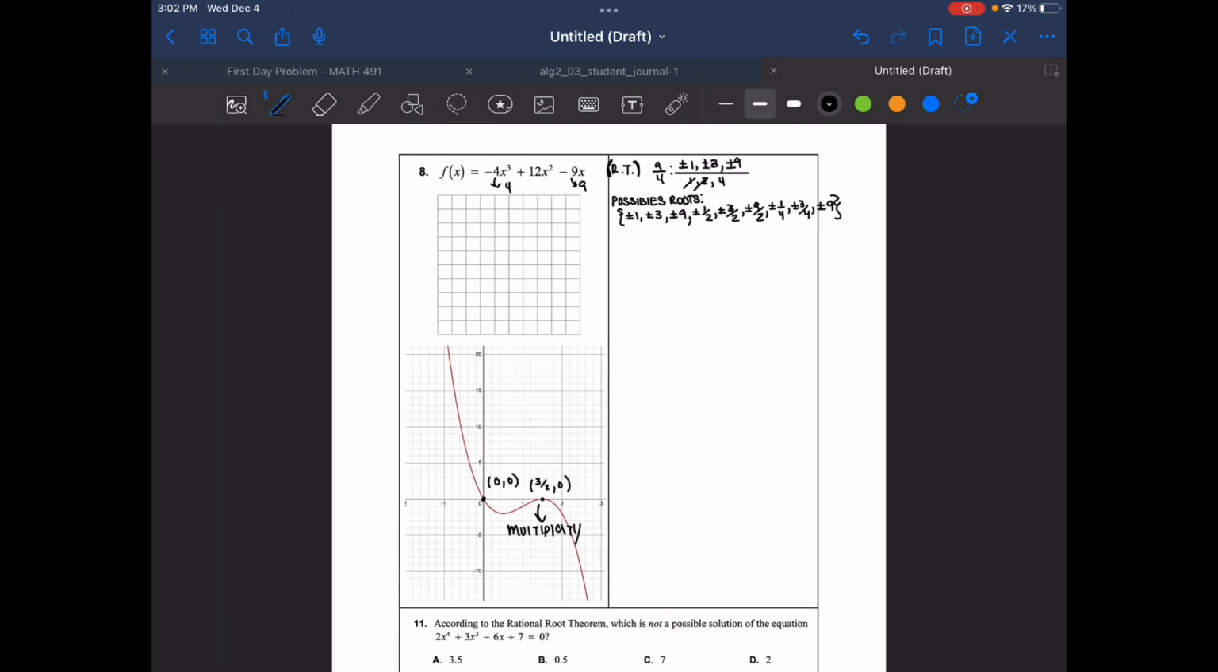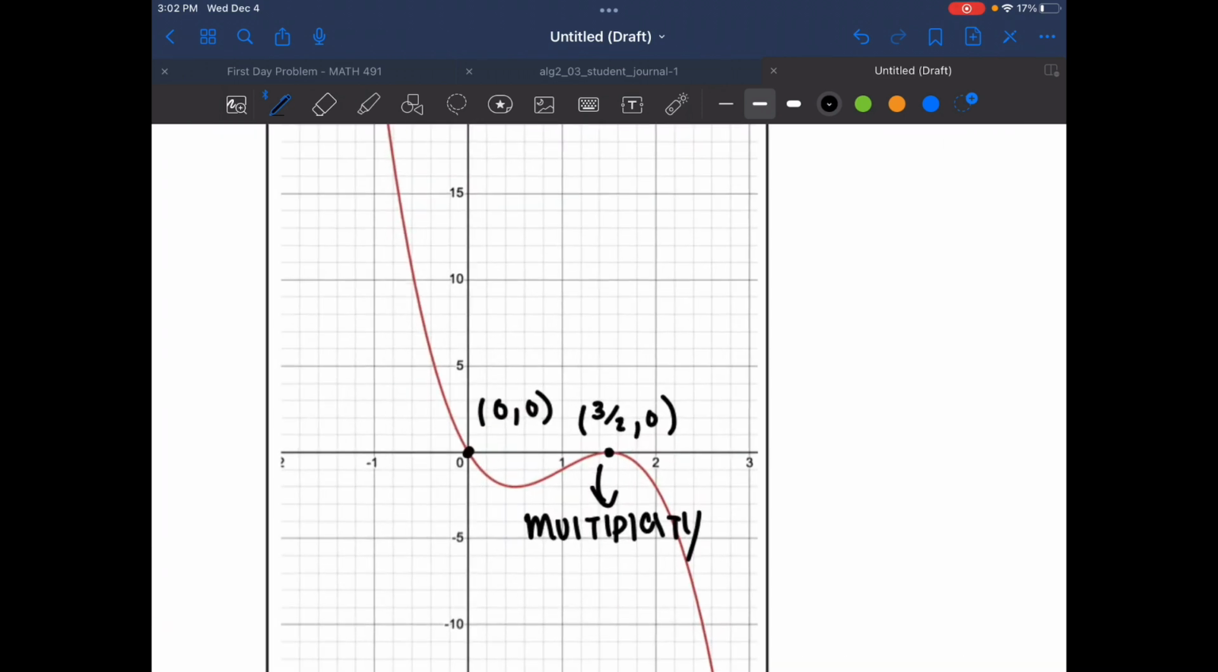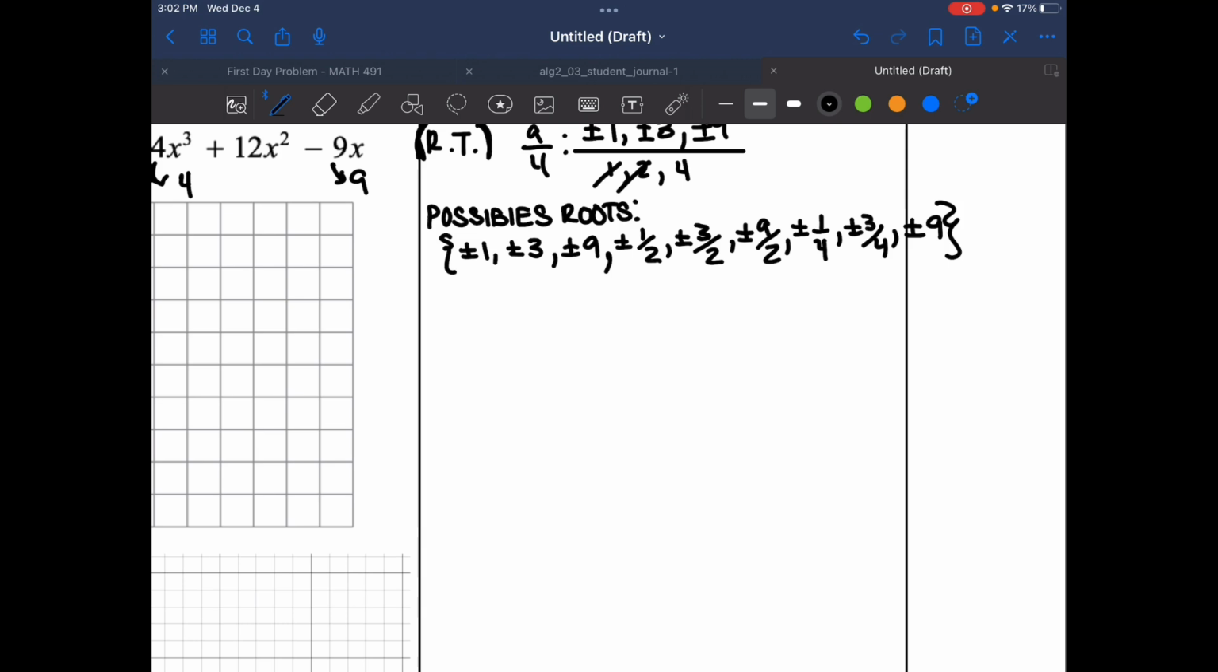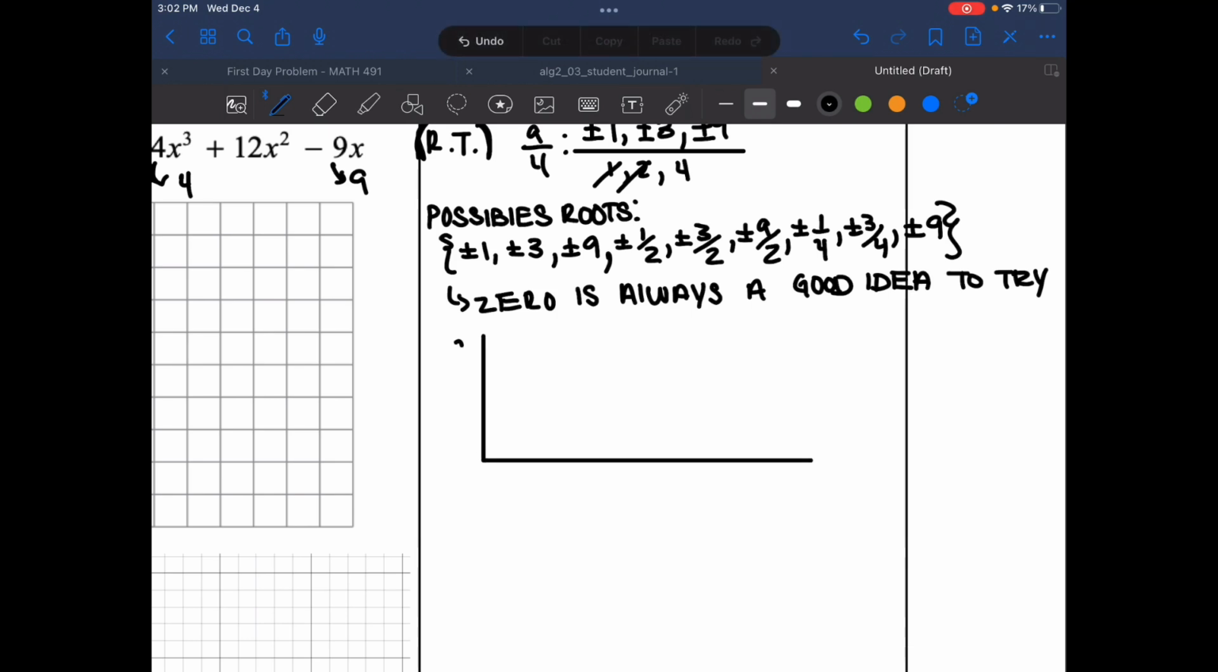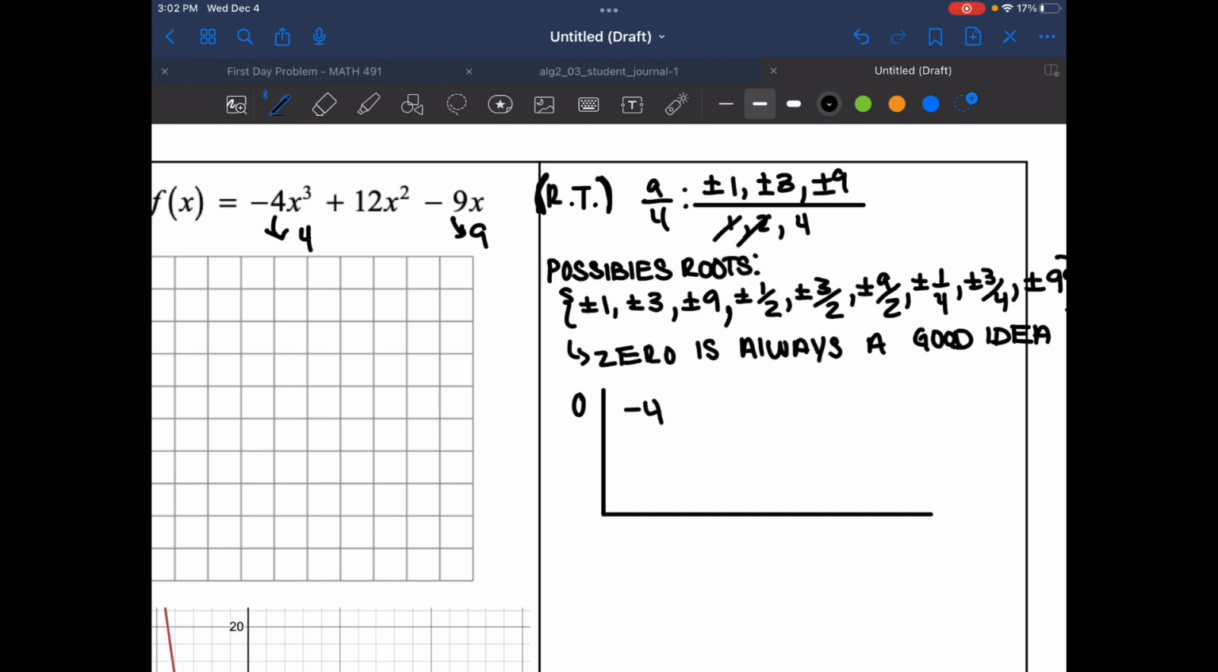There's a couple ways we can do this. I know that 0 works, right? 0 is always an option to try, even though it's not listed here. So I'm going to do 0. Otherwise, I would suggest you do long division, and I don't think anybody wants to do the long division right now. So if I do -4, 12, -9, I don't need a placeholder yet, so it's okay.